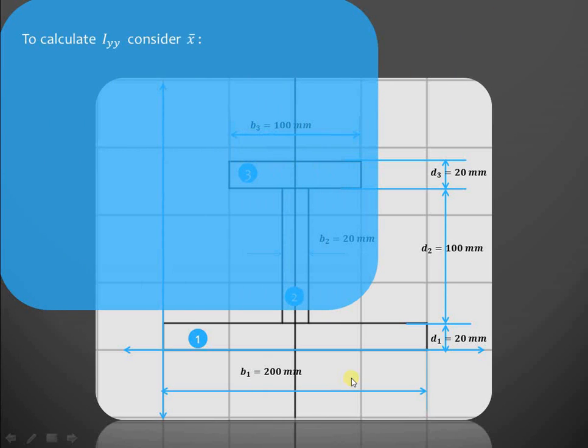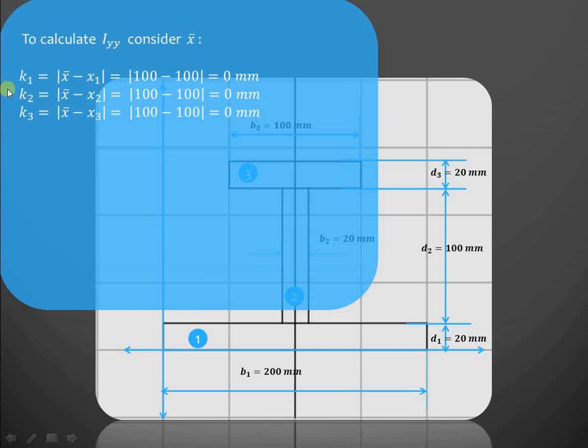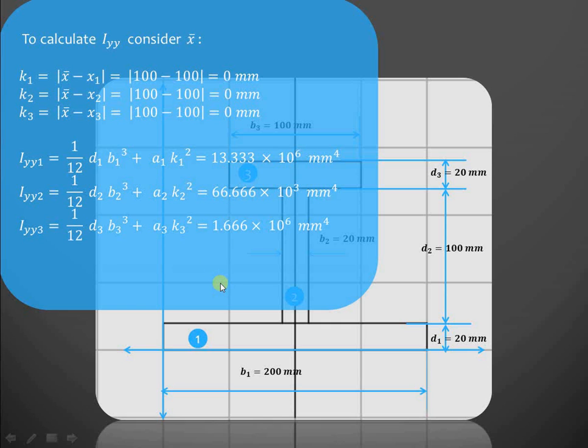Now for the calculation of Iyy, similarly consider x bar. So k1 will be equal to mod of x bar minus x1. So in this way, we have calculated the distances k for all the three sections. Similarly, Iyy is given, for the first section, by 1 by 12 d1 b1 cube plus a1 k1 square. Similarly for the second section, similarly for the third section, and the total value will be equal to the summation of all these values. So Iyy for the given section is 15.066 into 10 raised to 6 mm raised to 4.